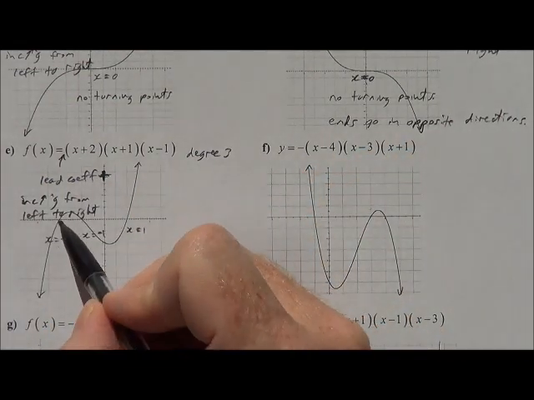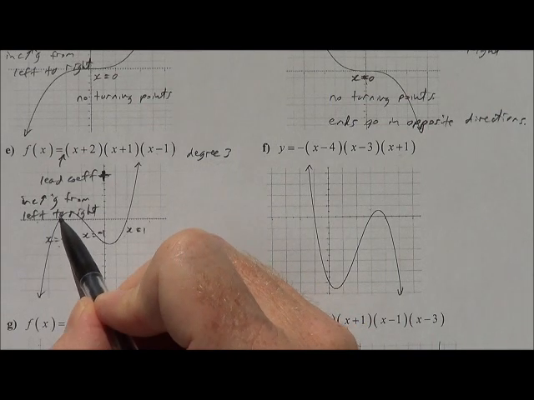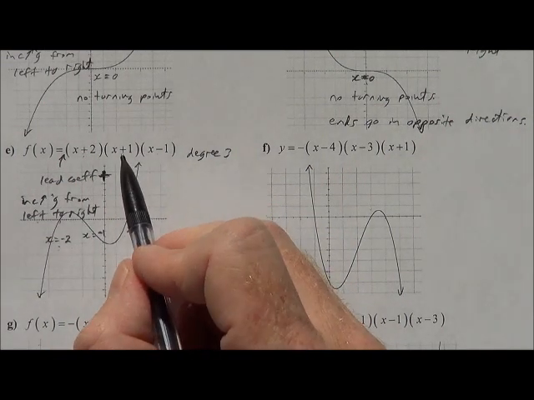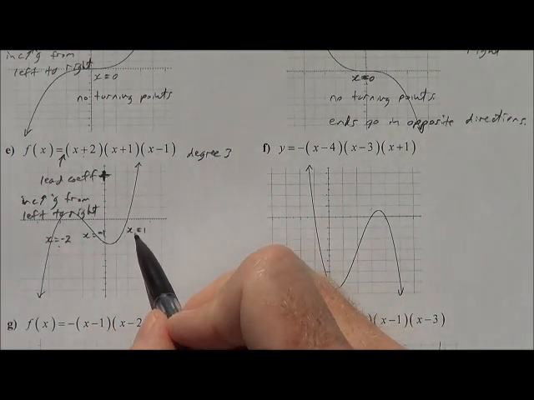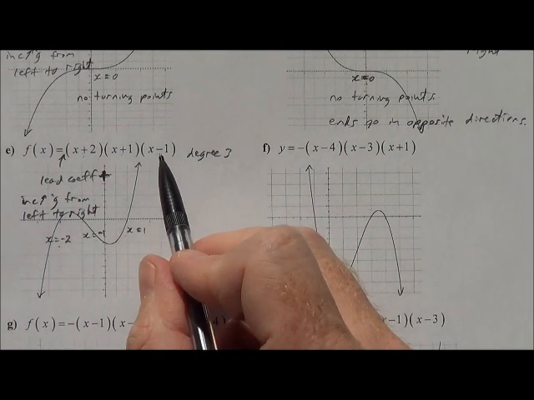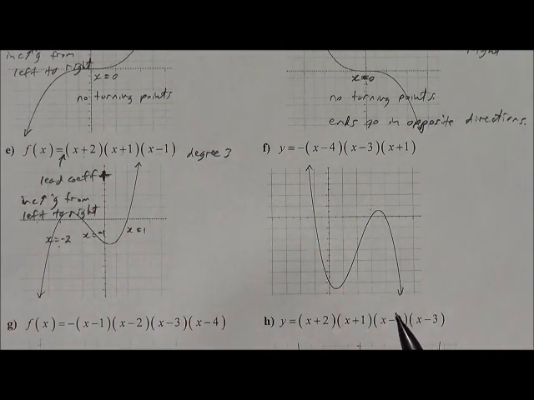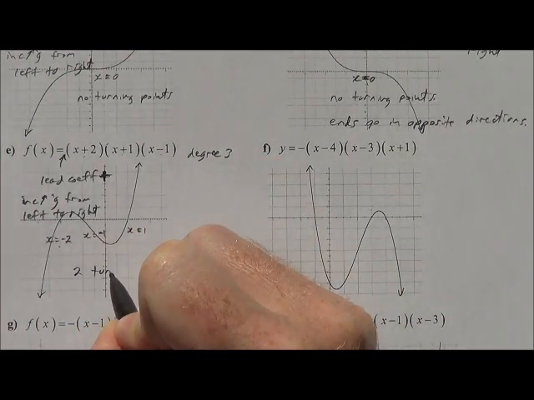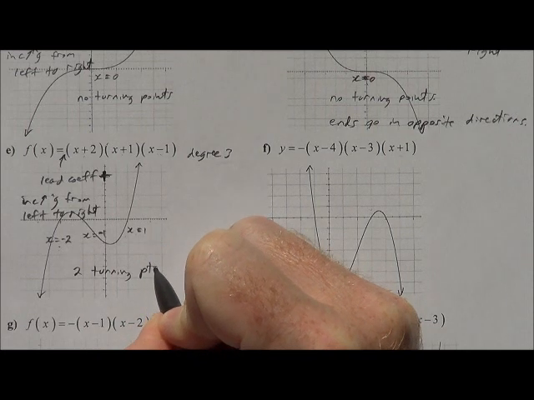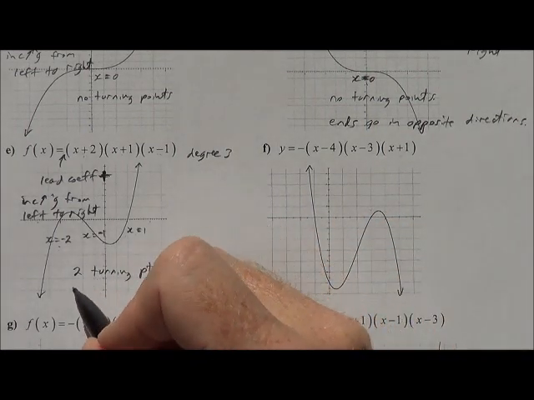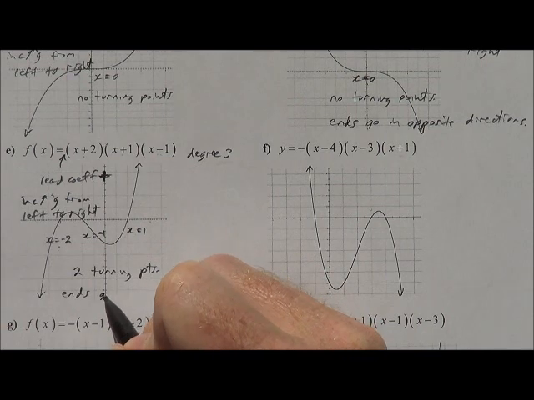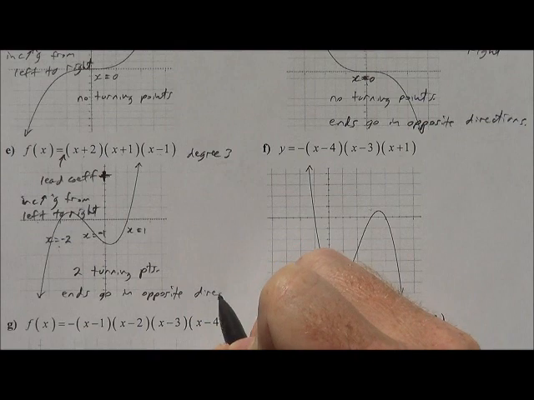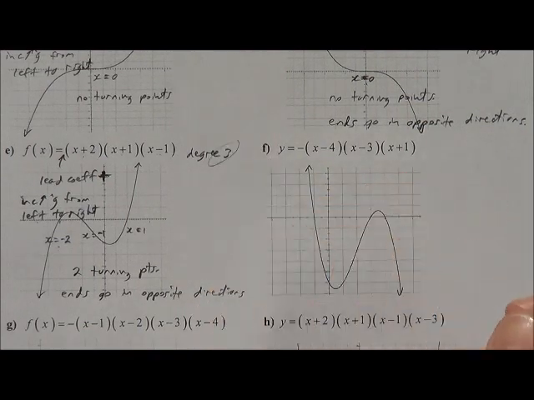So notice that this 0 is at x equals negative 2, and that corresponds to this factor of x plus 2. This 0 of x equals negative 1 corresponds to this factor of x plus 1, and this 0 of positive 1 corresponds with this factor of x minus 1. Turning points. Okay, there are two turning points in this case. And the ends go in opposite directions because it's degree 3.